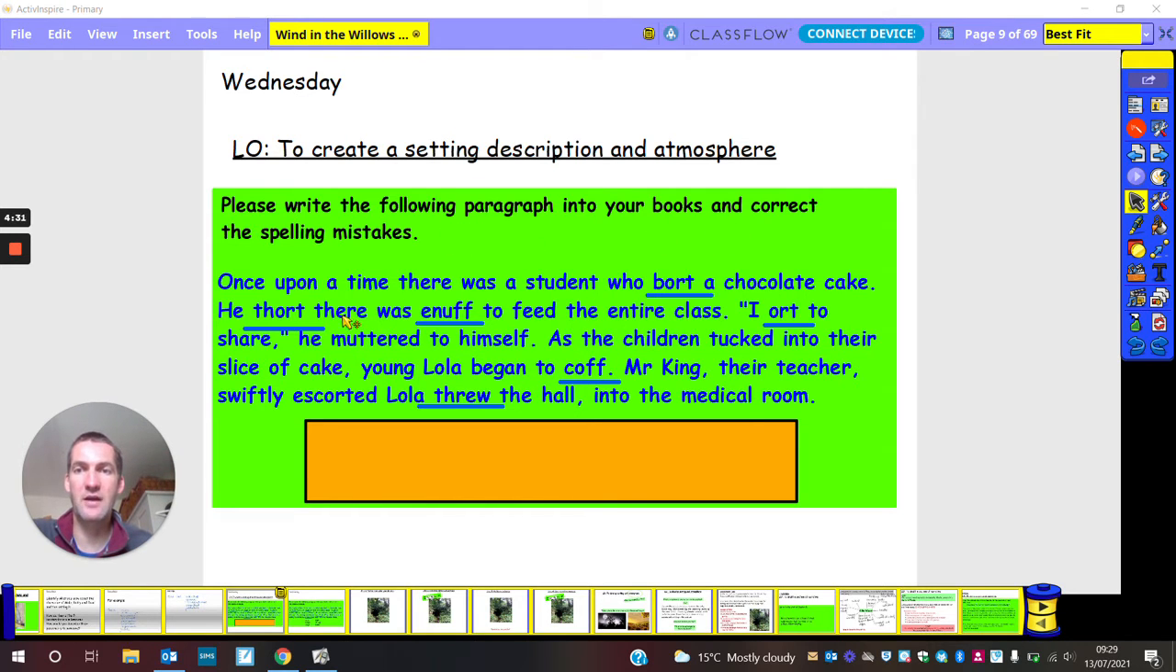First of all, though, if you have a look at the text below, there's some spelling mistakes there. So I'm just wondering if you can correct those spelling mistakes. Once you've had a go, look at the next page on your PDF and you'll see the answers there.